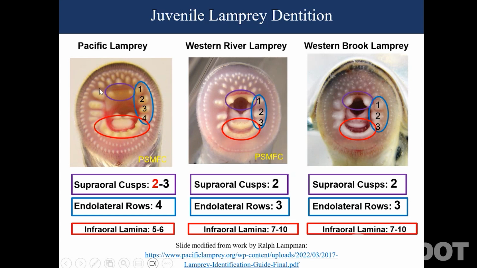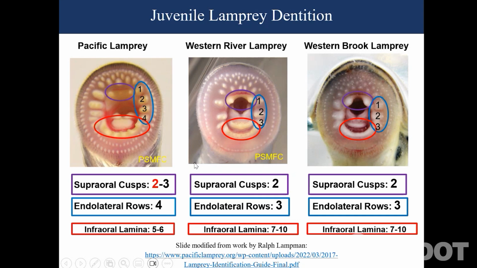The superorals, those top teeth: for the Lampetra, there's always just 2 of them, and those can be really distinct and easy to see, especially as they mature. The tricky thing with Pacific lamprey is that they have 3, but sometimes this middle cusp is really hard to see. So at the juvenile stage, that's again why the endolaterals are the easiest, most defined characteristic. As they get older, this will get really defined, because their scientific name is Entosphenus tridentatus, and tridentatus means 3-toothed. So this is a very important aspect of their dentition.